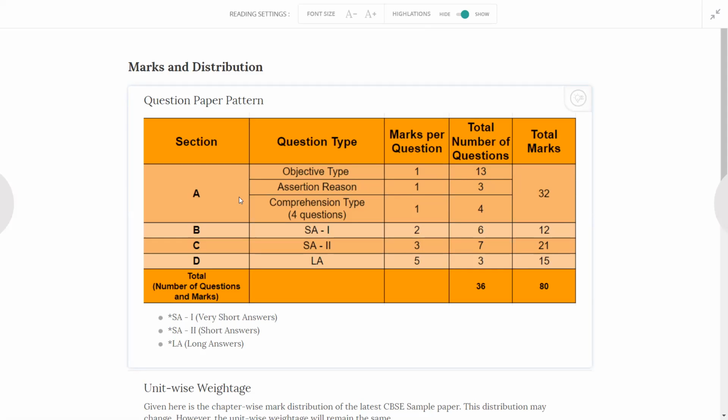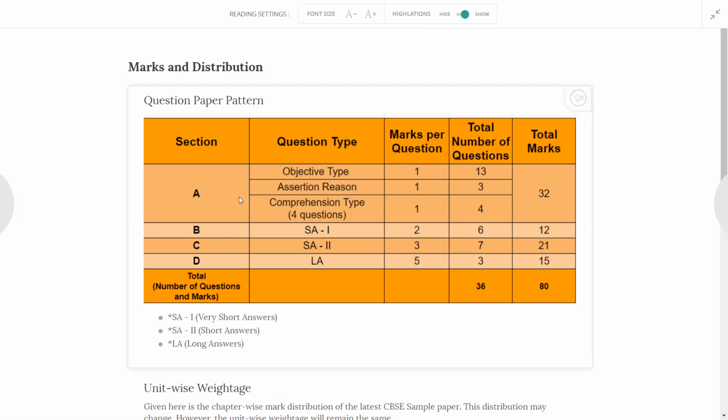First is the very short answer type questions, that is VSA. These are objective type questions where you have to answer in either one word or one sentence. The next is the assertion reason type of question.